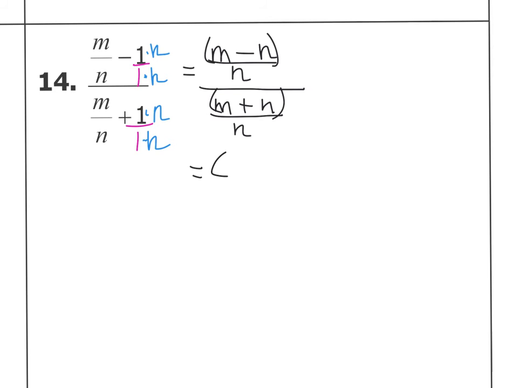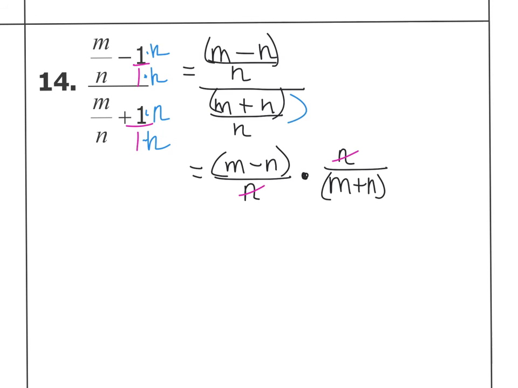So keep, change, flip. M minus n, we're going to keep this all over n, change your division to multiplication, and then we are going to flip that fraction. So we get an n in the numerator and an m plus n in the denominator. Then I can cancel diagonally, so I can cancel an n for an n. I cannot cancel these. They are not exactly alike. This has a minus, that has a plus. So my final answer is going to be m minus n, notice I'm leaving it in parentheses, over m plus n.